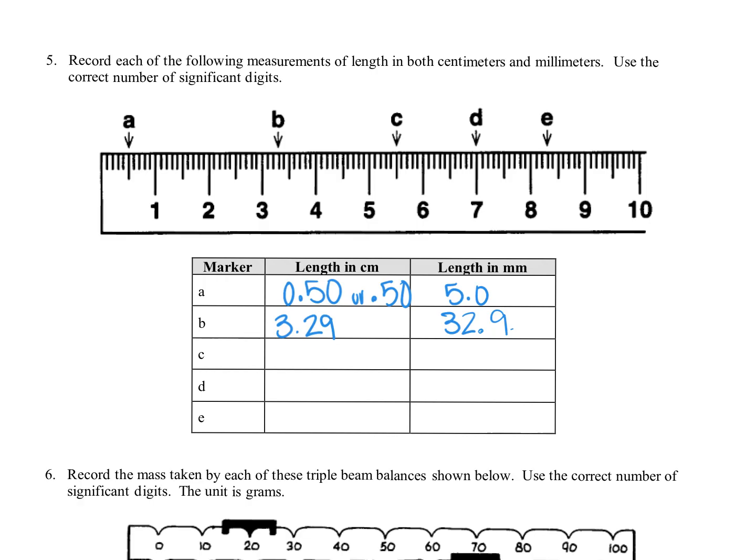Okay, so I want you to try C, D, and E on your own. I'm going to circulate. If you need some help, call me over, and then we'll check our answers in maybe 1 to 2 minutes.